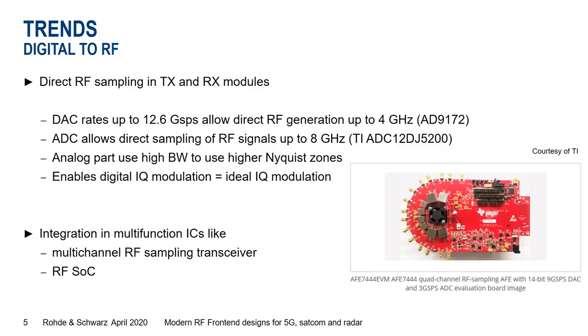On the ADC side, it's kind of in a similar way, that they are using frequencies going higher and are able to sample up to 8 GHz, for example. What is enabling this? Obviously, the analog part of the data converter needs to support a higher bandwidth, and not only the first Nyquist zone, but sometimes also higher Nyquist zones. That's a very common trick, especially in the ADC environment, to extend the frequency range beyond the first Nyquist zone.